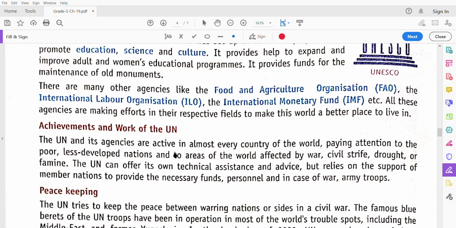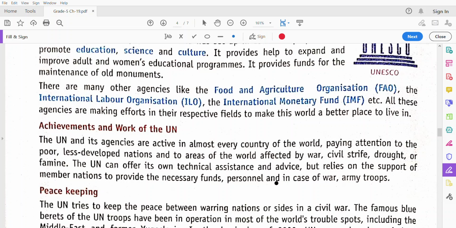Now, achievements and the work of the UN. The UN and its agencies are doing work for every country in the world and paying attention to the poor and less developed nations. It also works in areas of the world affected by war or civil strife. Civil strife means internal wars, internal problems of the country, droughts or famines, the natural calamities like floods, famines, etc. It is also helping countries that need technical advice in the field of agriculture, etc.